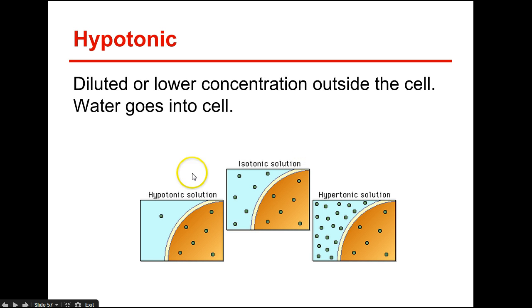Hypotonic is the last one. Okay, hypotonic is where you have a lower concentration of solute outside. So I have really high concentration of water, low concentration of water. Remember, we want to go from high concentration to low concentration. So the water is going to move into the cell. And this is where if the concentration is so different, it can actually pull too much water into the cell, and the cell can explode.